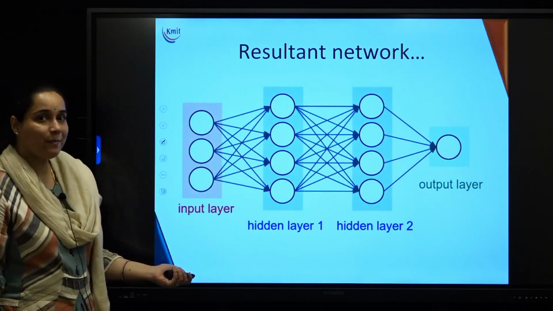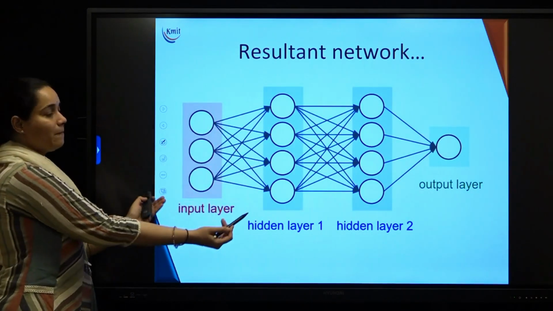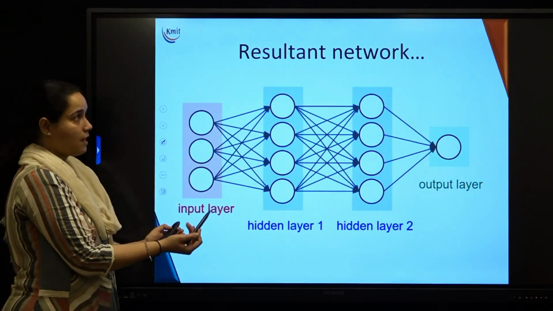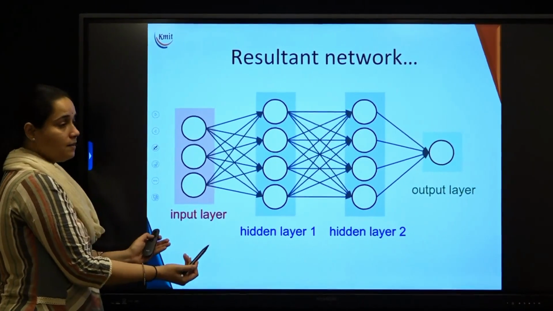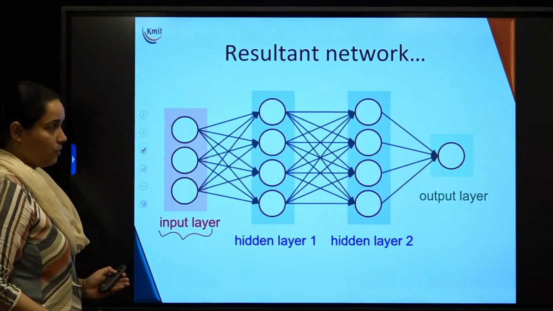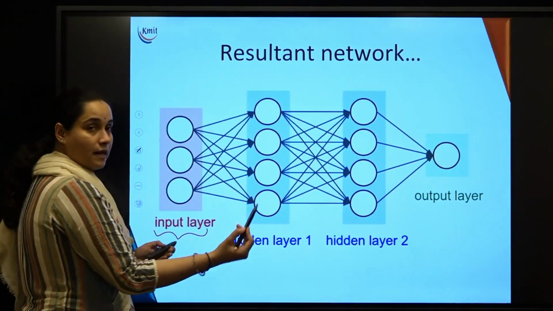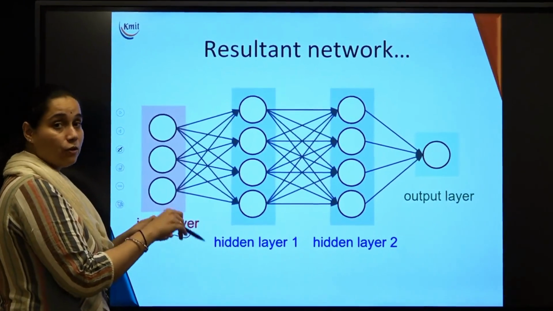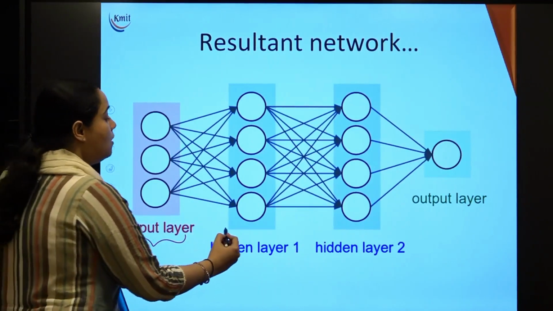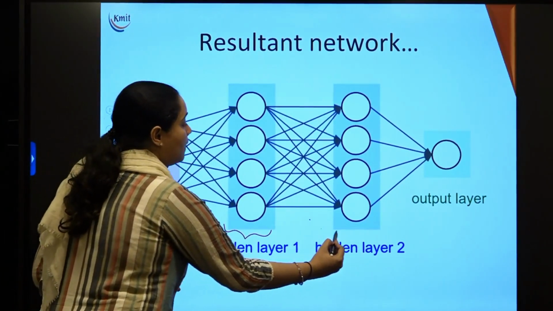So what are we trying to build? We are trying to build a complex network. So you can see how a neural network is actually built. This is the resultant network. So you have got a set of inputs, which is your input layer, your intermediate outputs, wherein you build it through adding nonlinearity, which is your activation functions. So you got your hidden layer 1, hidden layer 2.